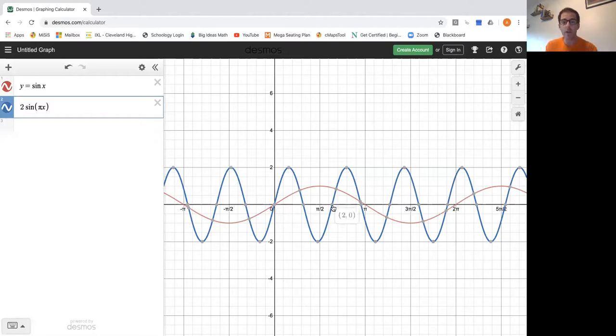And where is this cycle ending? Look, if you put your cursor right there, it tells you 2, 0. What is one period of this sine function? It's 2 pi divided by pi out here, or 2, and that's where a mountain and a valley end at 2, 0.